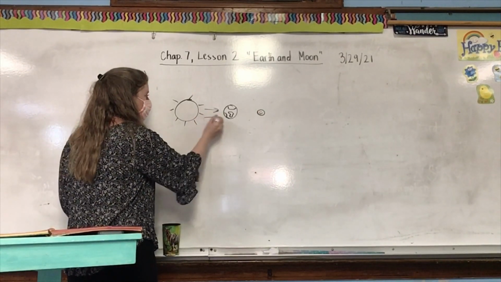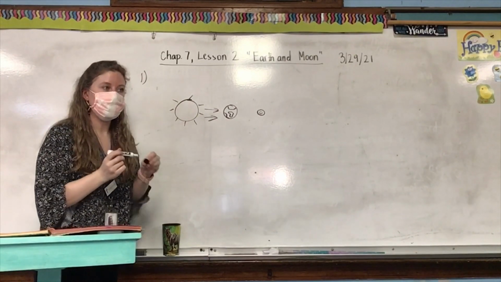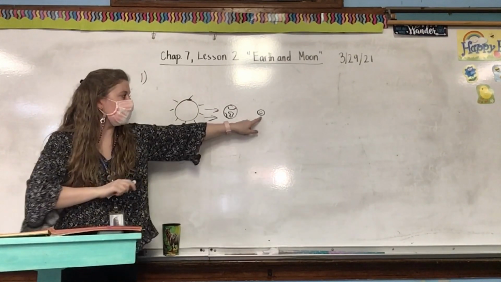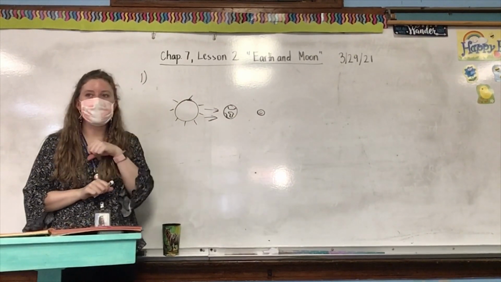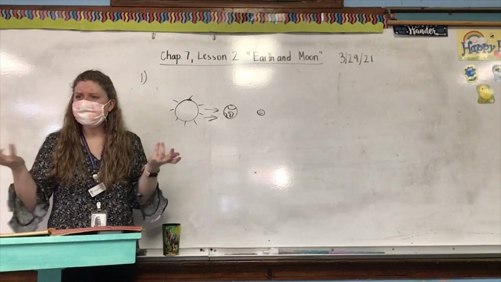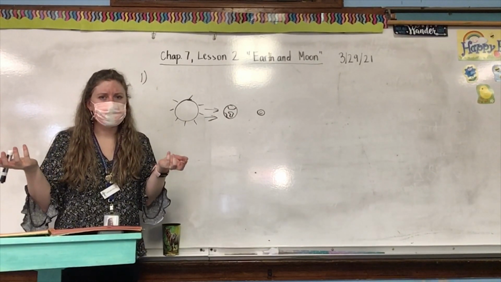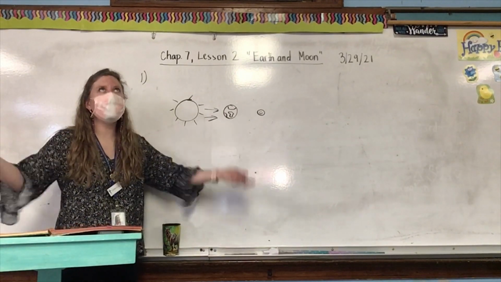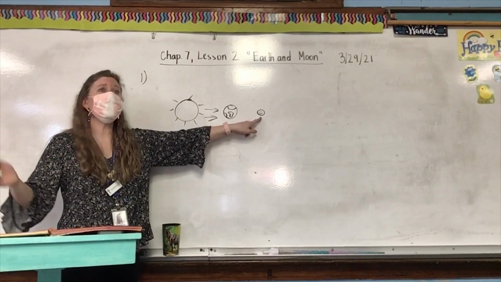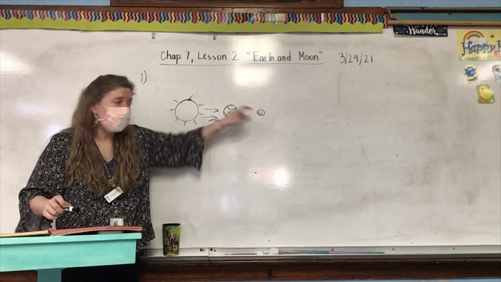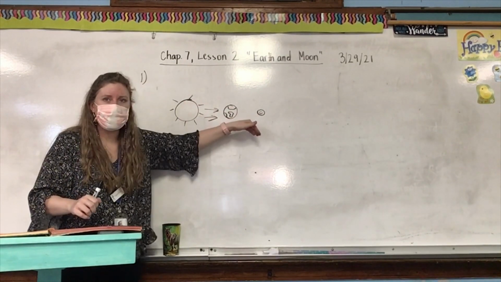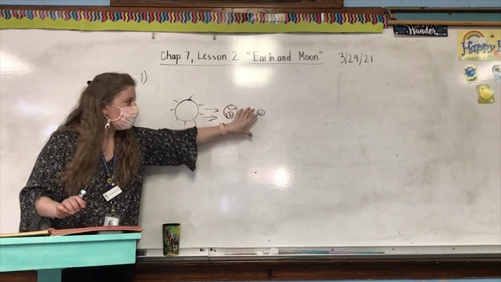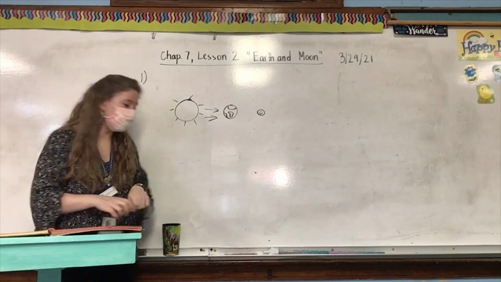But that's not what it's like. Because if the moon was here, would the sun be able to shine on it? Is Earth bigger or smaller than the moon? Class? Bigger. So if the moon was right here, immediately parallel with us, the Earth would be blocking the moon. We wouldn't be able to see it.